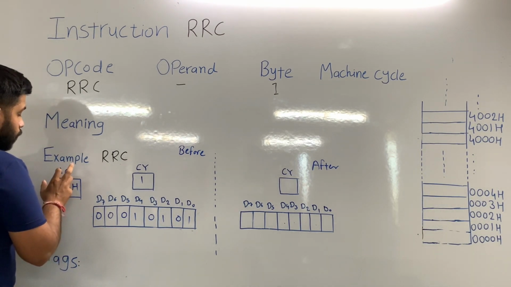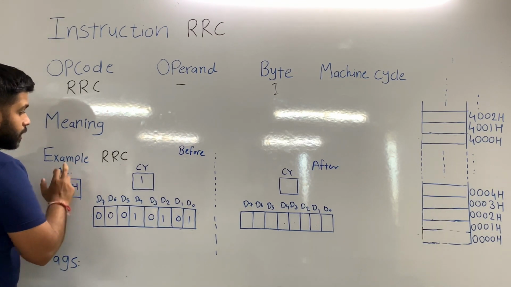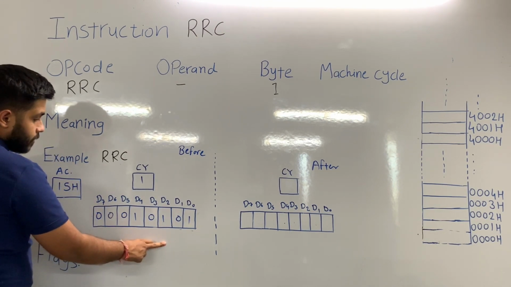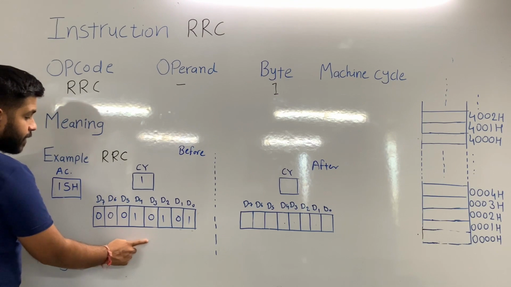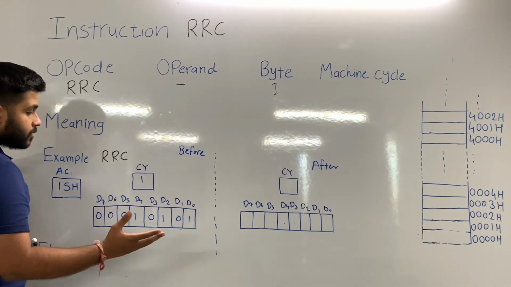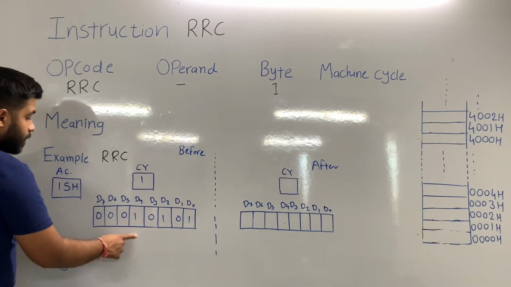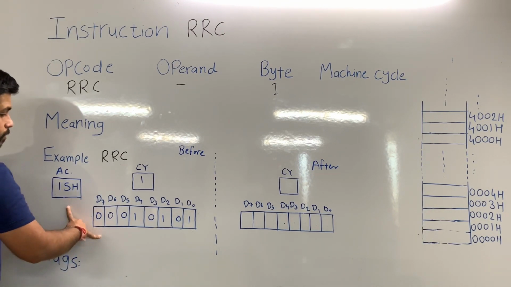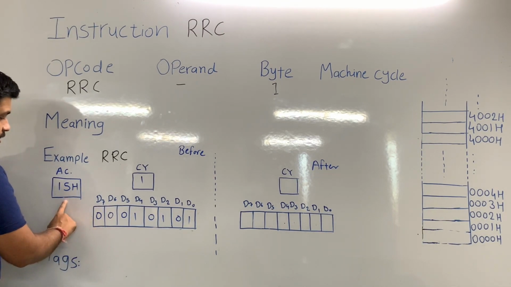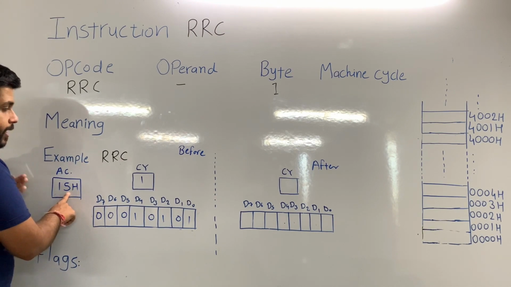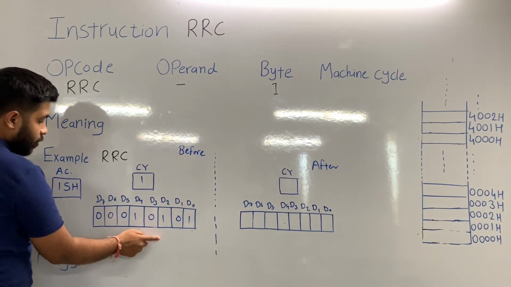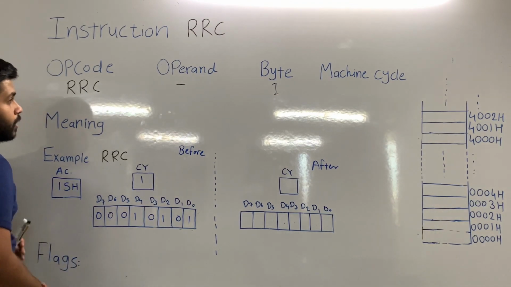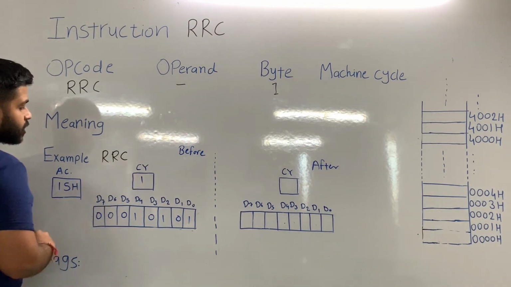Now, if you convert this 15H, the value in the hexadecimal, into binary, you will get something like this. So this is the same accumulator, but the only difference is that the accumulator is represented bitwise. So these two are the accumulator, but in this one the data is represented in the hexadecimal, and in this one the data is represented bitwise.